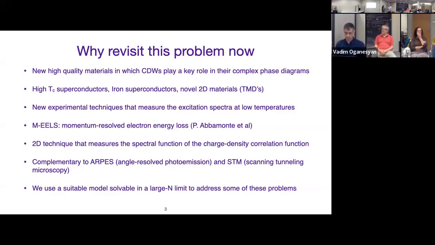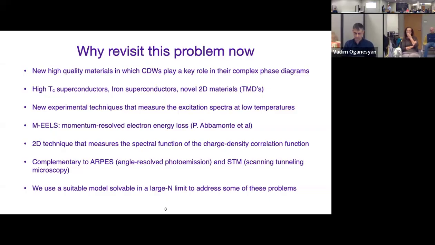But there are new experimental techniques that have been developed that can measure the excitations at very low temperature. And a particular one that I'm motivated by is this M-EELS, momentum-resolved electron energy loss spectroscopy. This work was pioneered by my colleague Peter Abbamonte.